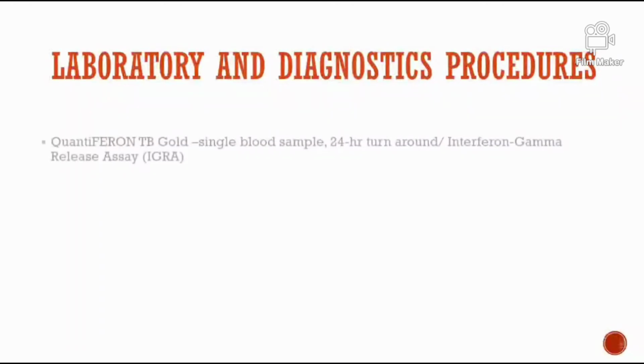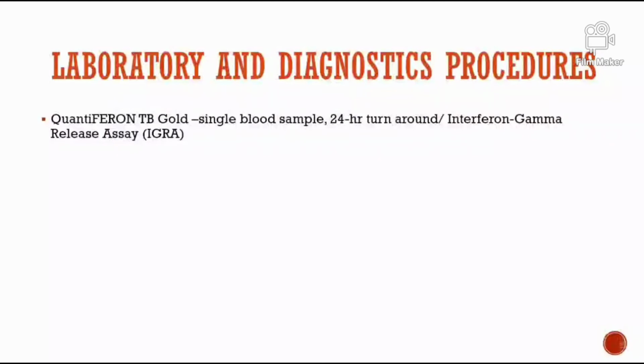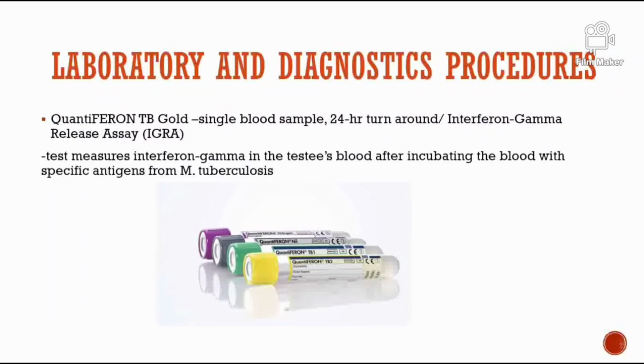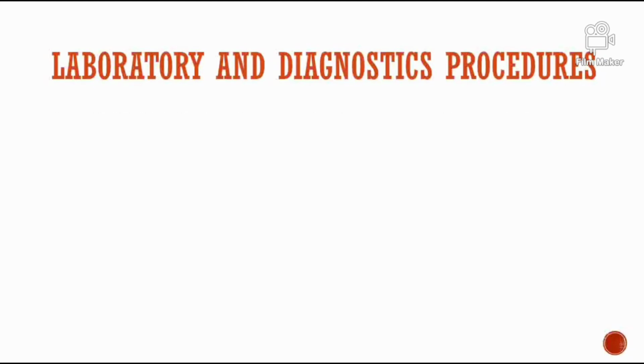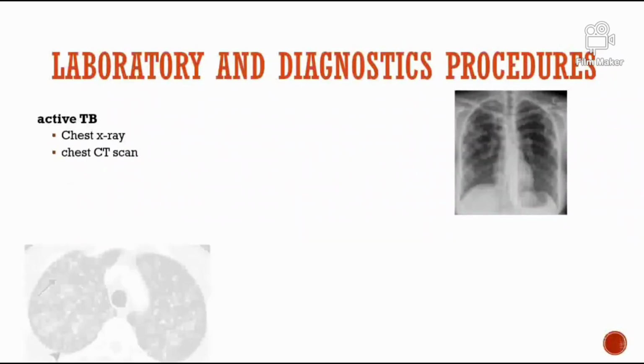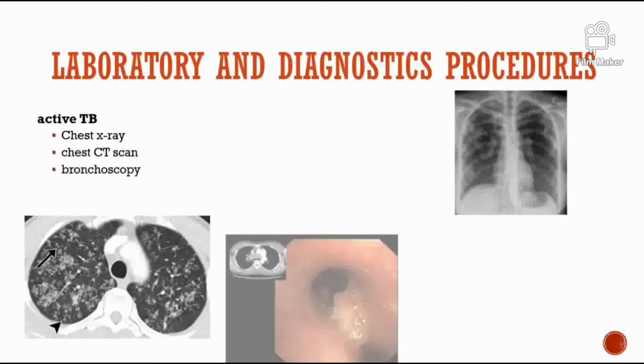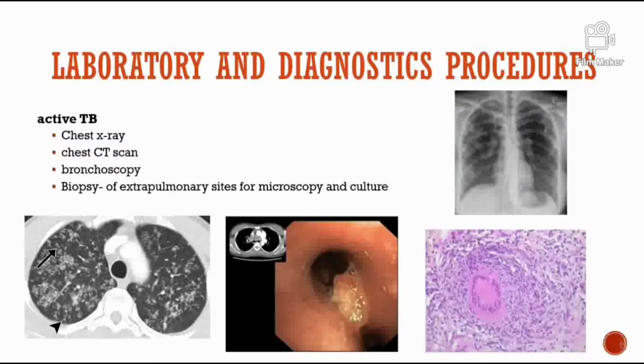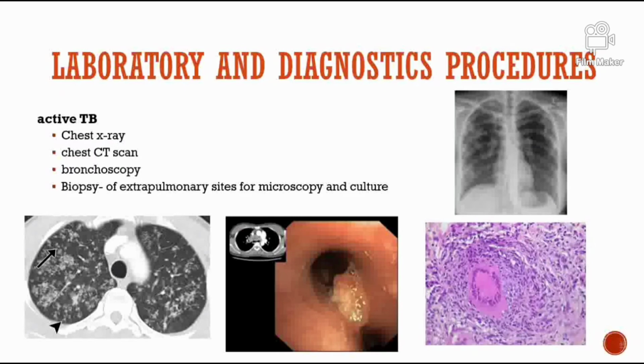Next is the QuantiFERON-TB Gold, a single blood sample with a 24-hour turnaround, an interferon gamma release assay or IGRA. The test measures interferon gamma in the blood of the patient after incubating the blood with specific antigens from Mycobacterium tuberculosis. For active TB, this includes chest X-ray, chest CT scan, bronchoscopy, and biopsy of the extrapulmonary site, followed by microscopy and culture. These are the results of the laboratory tests in patients with TB.